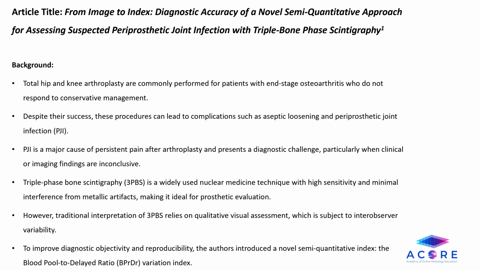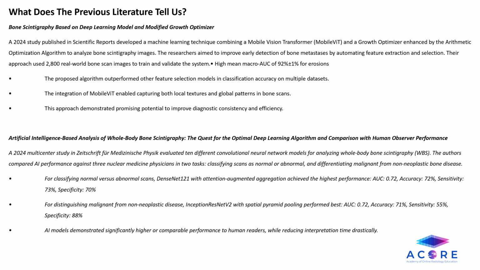However, a traditional interpretation of triple-phase bone scintigraphy relies on qualitative visual assessment, which is subject to inter-observer variability. And to improve diagnostic objectivity and reproducibility, this study introduced a semi-quantitative index known as the Blood Pool to Delayed Ratio Variation Index, or BPrDr Variation Index.